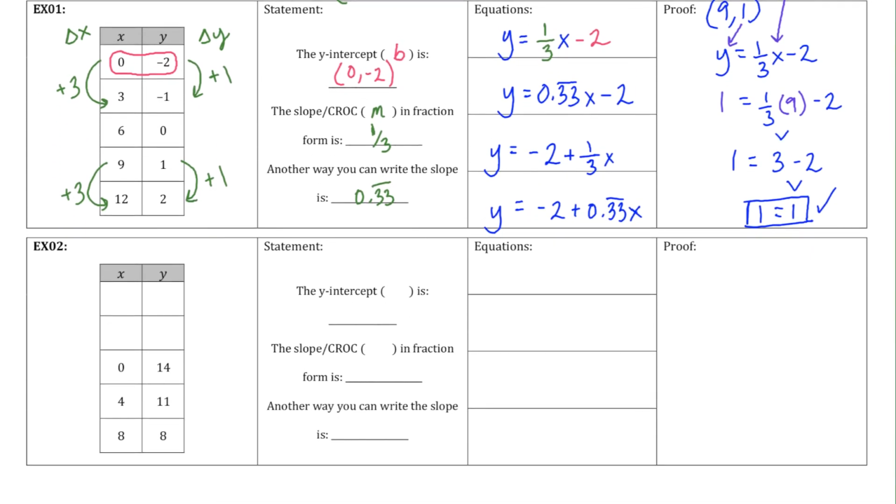Let's do it again. All right, so example number 2. Let's start off by identifying the y-intercept. Y-intercept is b. Remember that the y-intercept will always be 0, something, right? But I don't have 0, something here. So I need to find it. I need to uncover it. So I will do that by using the constant rate of change.